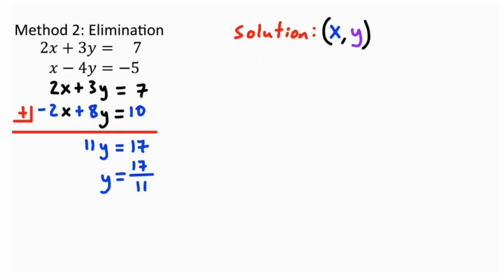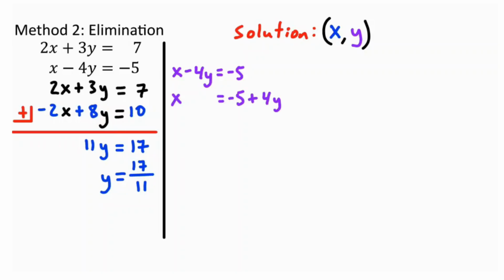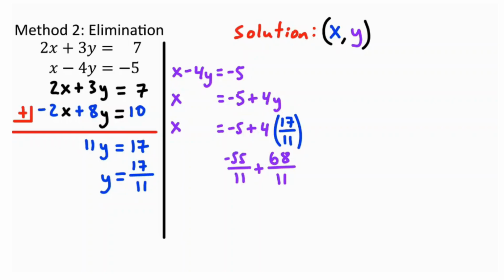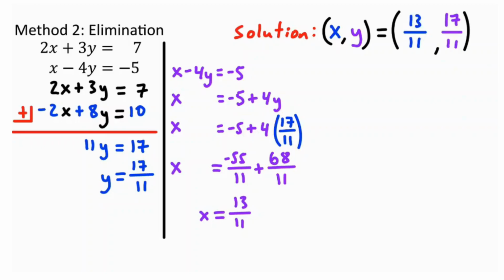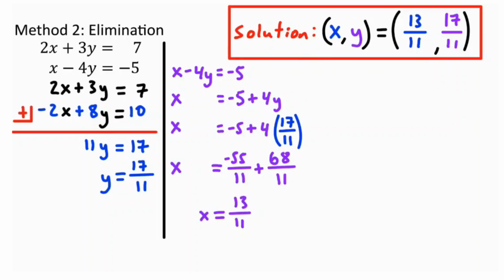Then we need to solve for x. We'll choose the equation with the 1x to make it a little easier, which is x minus 4y equals -5. We'll add 4y to both sides, and then substitute in y equals 17 over 11. 4 times 17 over 11 gives you 68 over 11, and we want a common denominator of 11, so -5 is -55 over 11. Then we'll simplify to get 13 over 11. So here we found our solution with elimination. Still, x equals 13 over 11, and y equals 17 over 11.